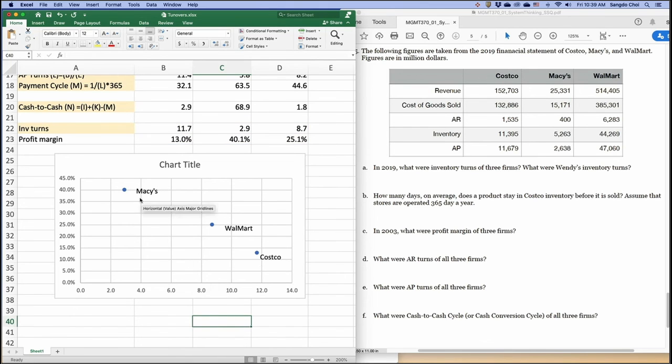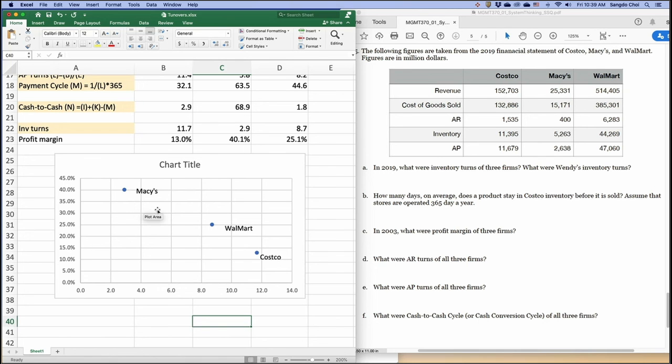So this means even in the same retail industry, they have different positions. Costco has this position. It's more likely to be a lean company, but Macy's is more likely to be a profitable supply chain, right? Walmart is somewhere in between, but it's close to a lean supply chain. Lean supply chain means they focus on low price products rather than premium products, right?